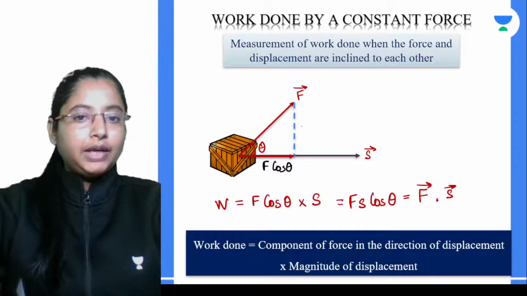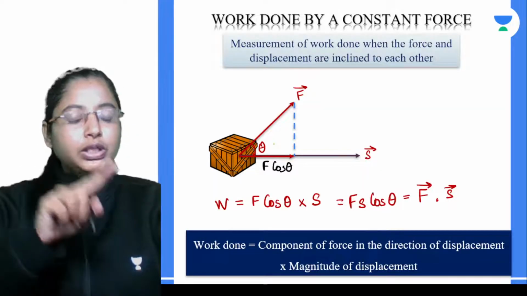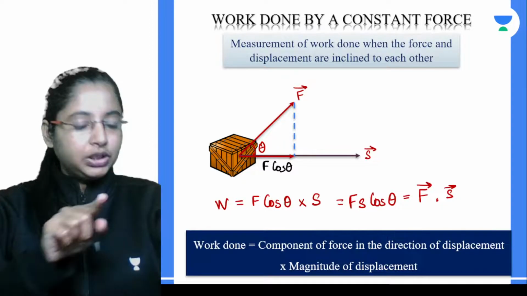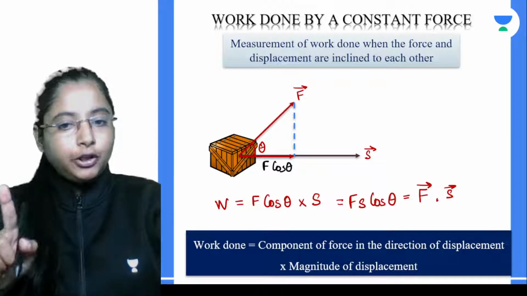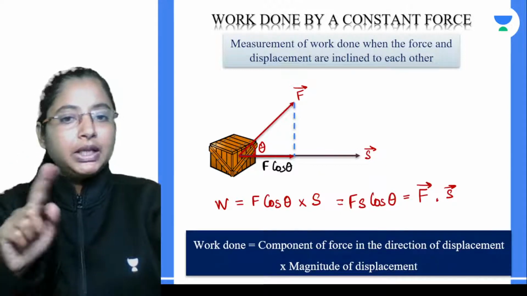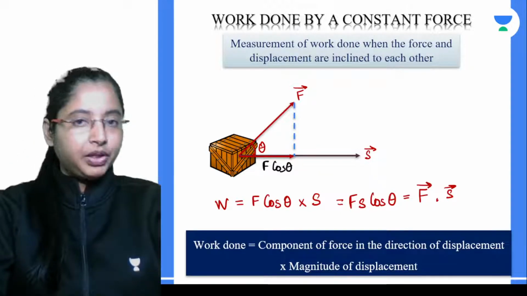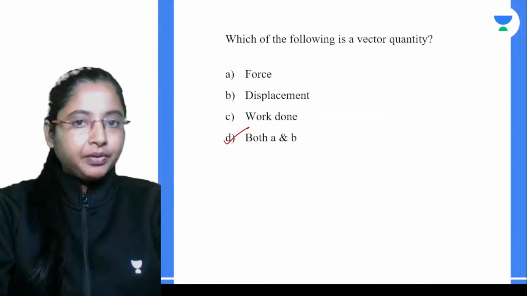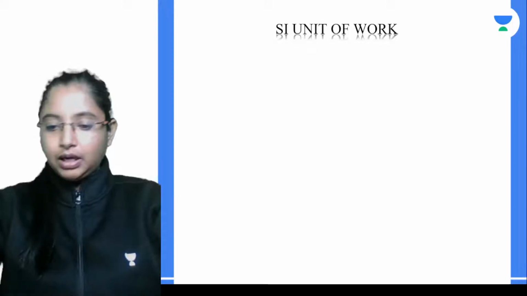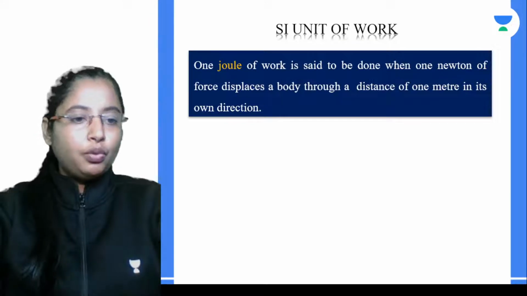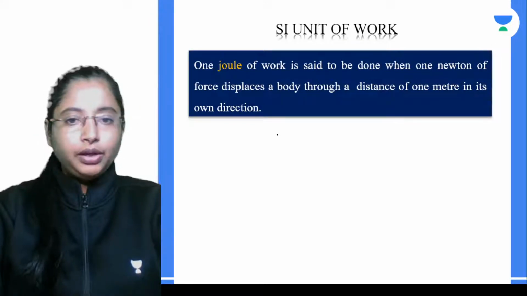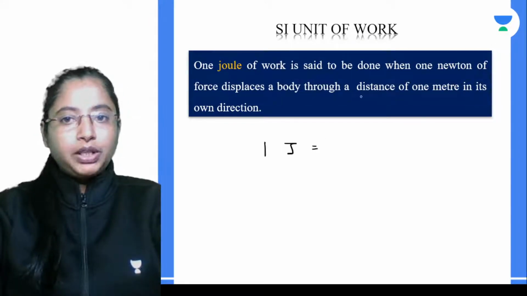Now if there is an angle between them, you have to take the magnitude of the component of force in the direction of the displacement vector, into the magnitude of the displacement, into cos of the angle between them. This gives you work done. Now, what are the units of work done? In the SI system of units, work done is measured in joules. So 1 joule is said to be the work done.